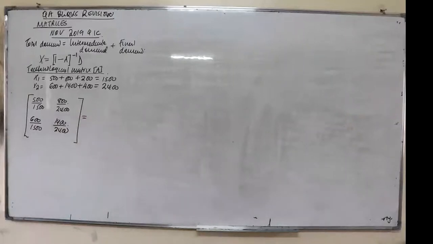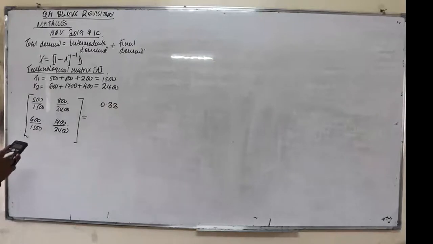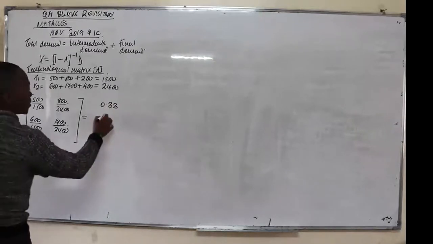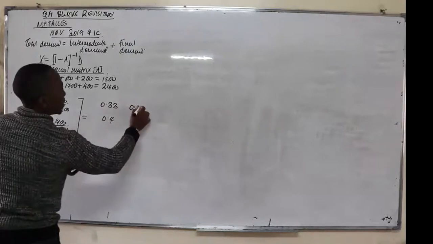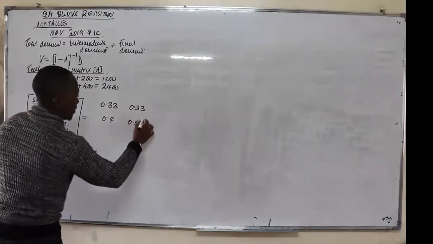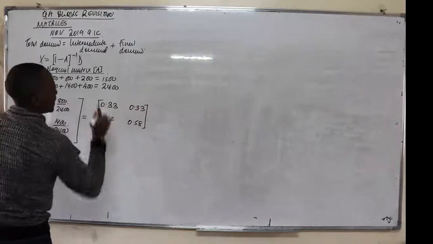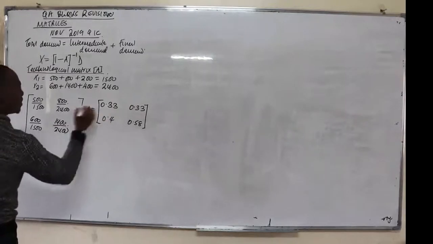And to get a technological coefficient, we have 0.33. Have it 0.4. So we have 0.33. We have it 0.58. So that's our A, the technological coefficient matrix.